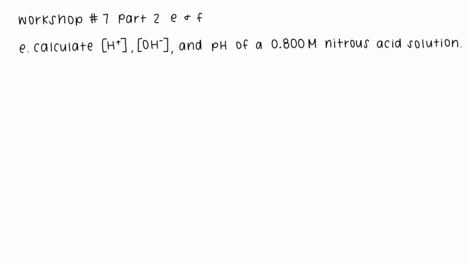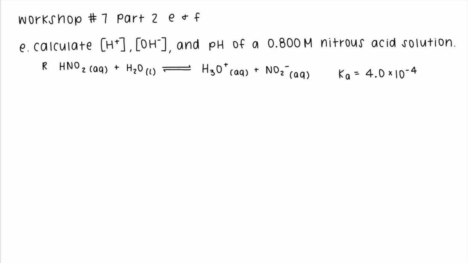Question E of Part 2 in Workshop Number 7 asks to calculate the concentration of hydrogen ion and hydroxide, as well as the pH of a 0.800 molar nitrous acid solution. The only value given in this problem is the concentration of the nitrous acid solution, which is 0.800 molar. We can begin this problem by first writing a balanced equation for the reaction of a nitrous acid solution.